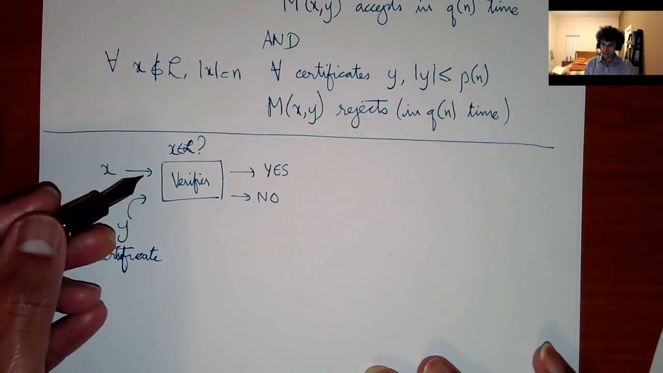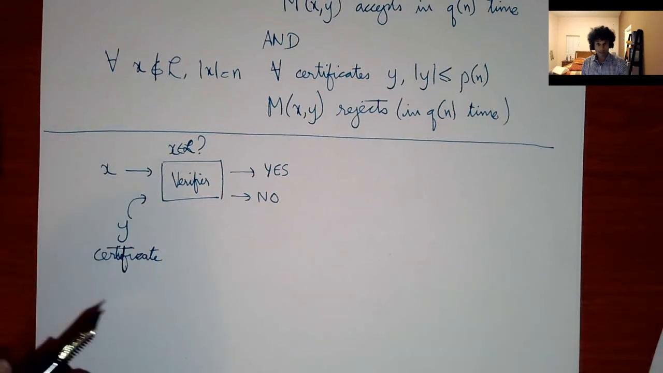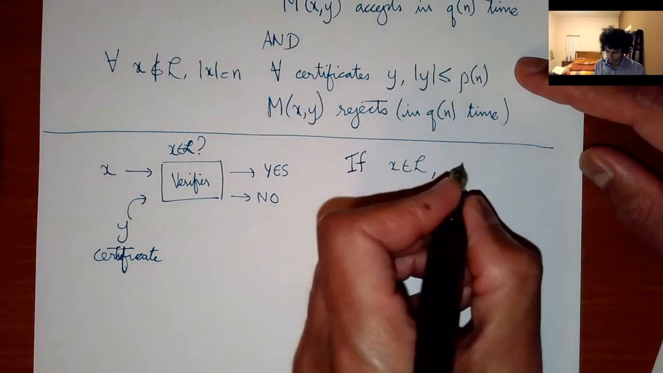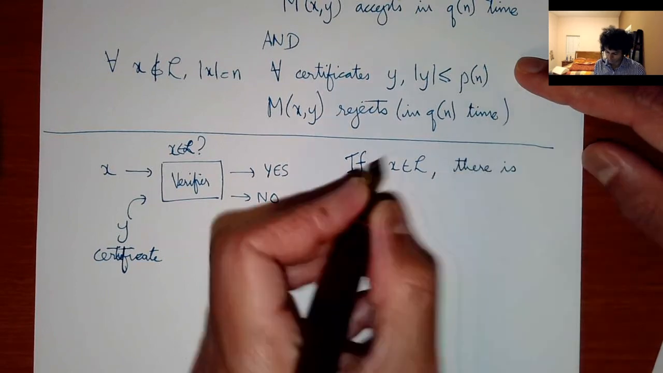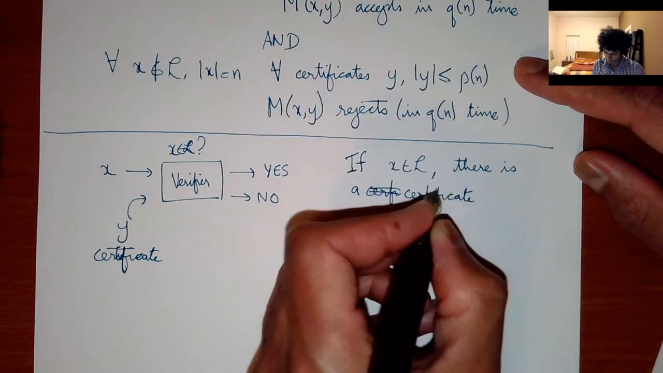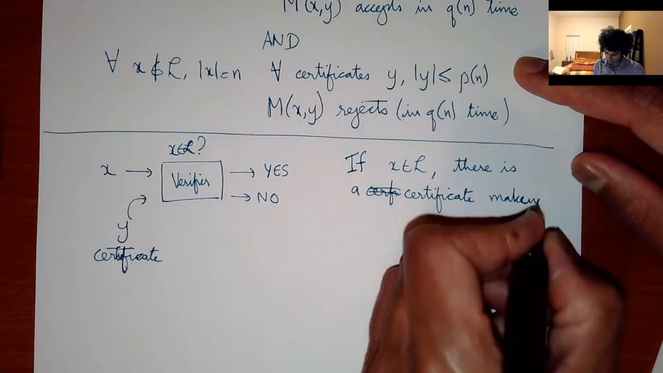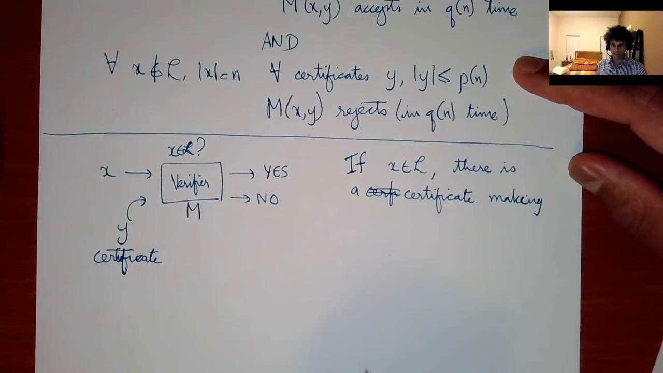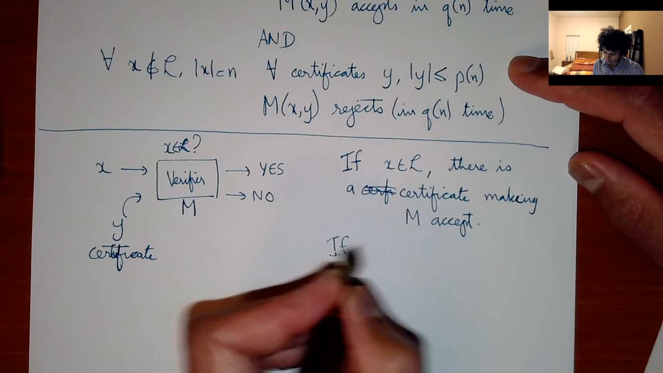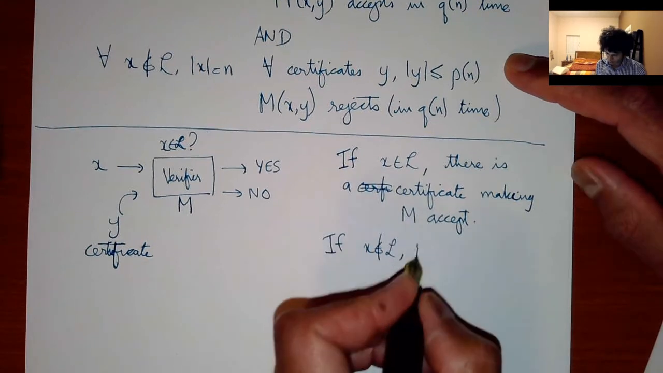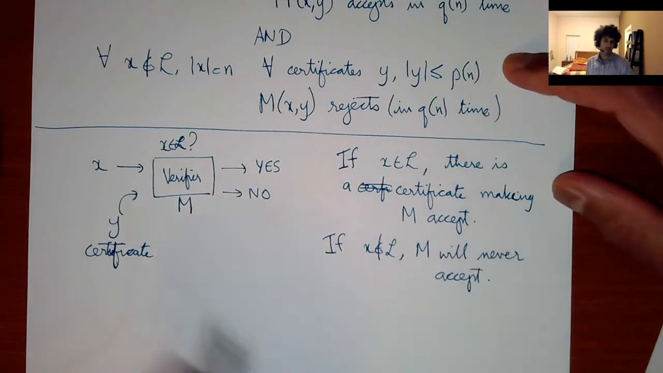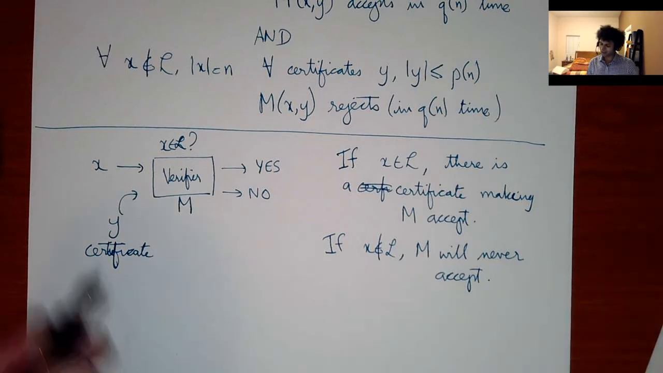So the verifier gets the input and the certificate. Now the guarantee is: if x is in the language, there is a certificate making, so I'll just call this M, the Turing machine M, which I call the verifier, accept. If x is not in L, then M will never accept. No matter what the certificate is, M will not accept. And the certificate is always of polynomial size.